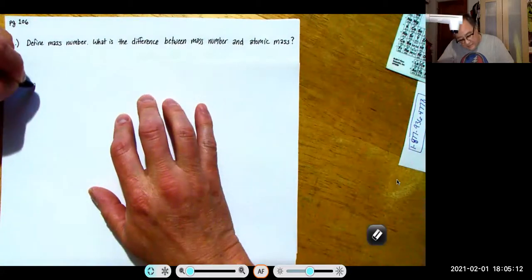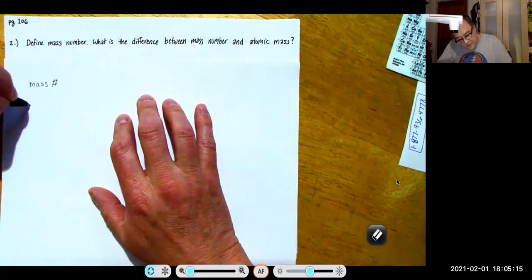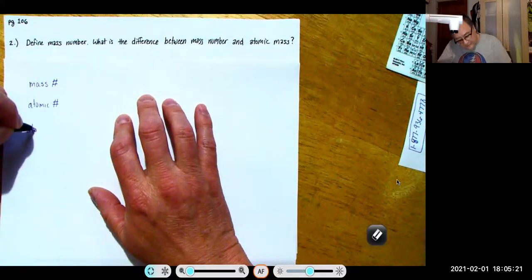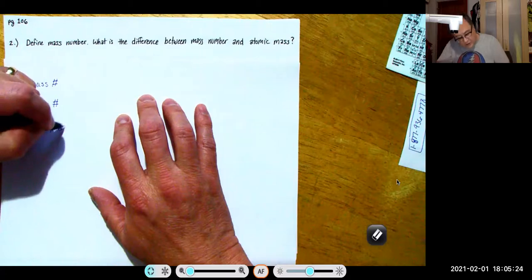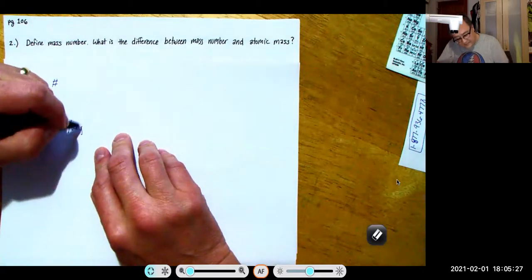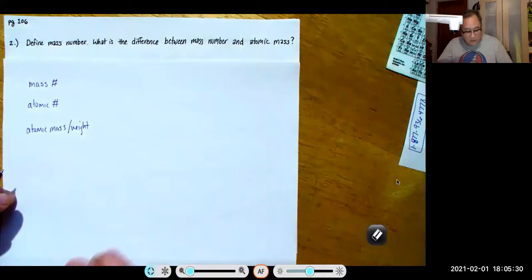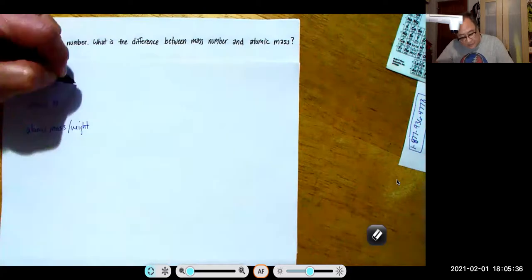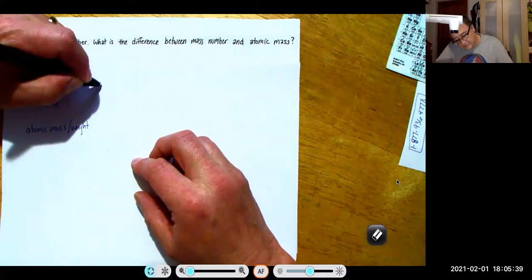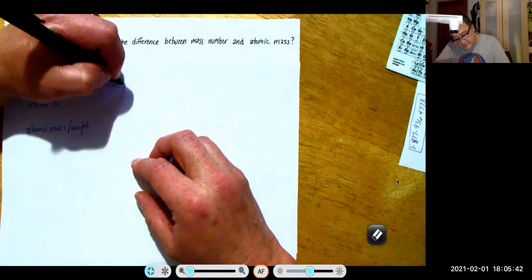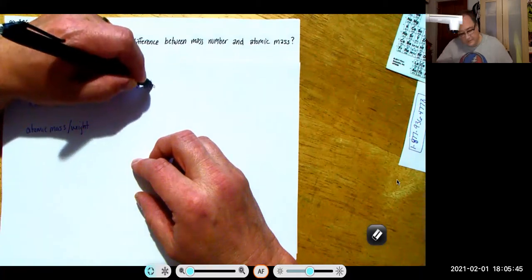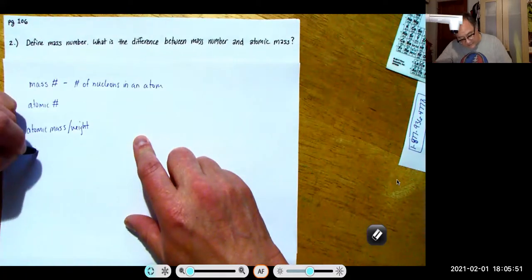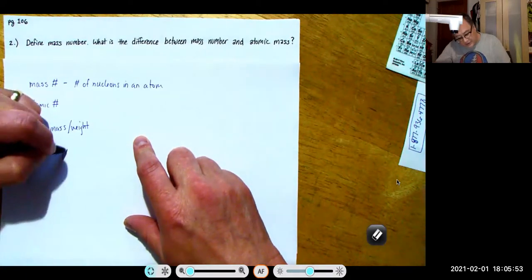So there's mass number, there's atomic number, there's atomic mass, which is also called atomic weight. And we want to know what each of these means. So mass number, this is the number of nucleons. Number of nucleons in an atom. So now we have to define nucleon. This is a particle in the nucleus.